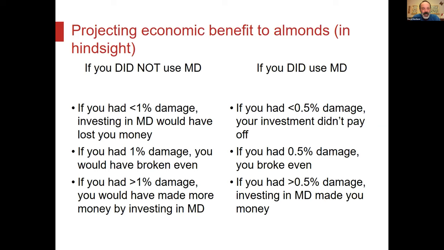So in other words, if you didn't use it and had more than 1% damage, the amount you spent on mating disruption would have been less than the amount you got back. Okay, positive return on investment.